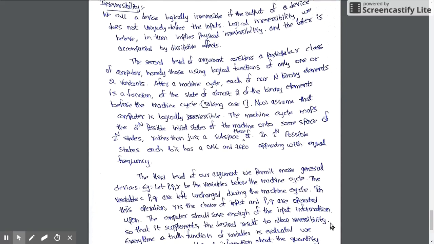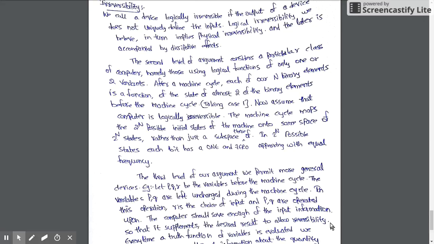Now we move on to irreversibility. We call a device logically irreversible if the output of a device does not uniquely define the inputs. Logical irreversibility, we believe, in turn implies physical irreversibility, and the latter is accompanied by dissipative effects. The second level of argument considers a particular class of computer, namely those using logical functions of only one or two variables. After a machine cycle, each of our n binary elements is a function of the state of at most two of the binary elements before the machine cycle.